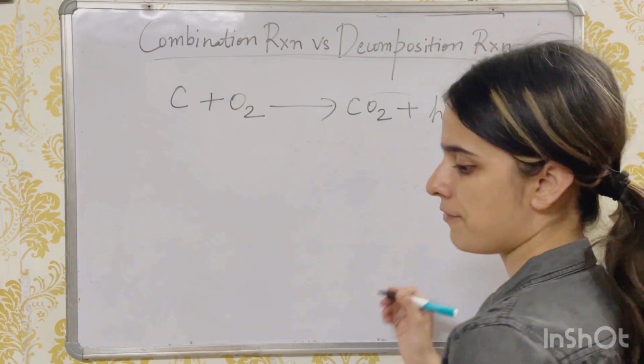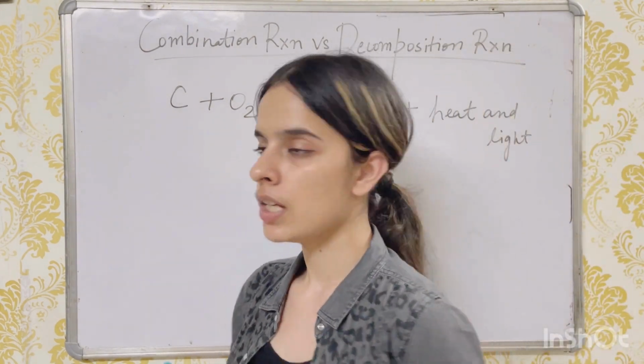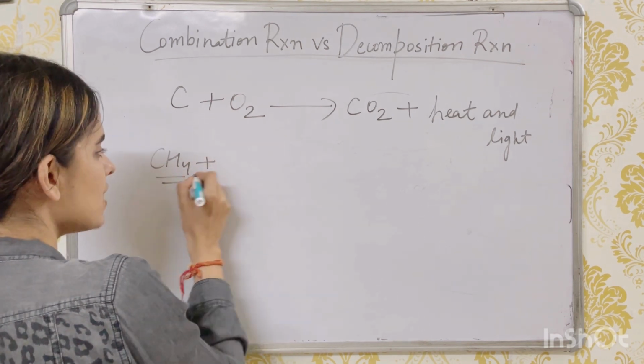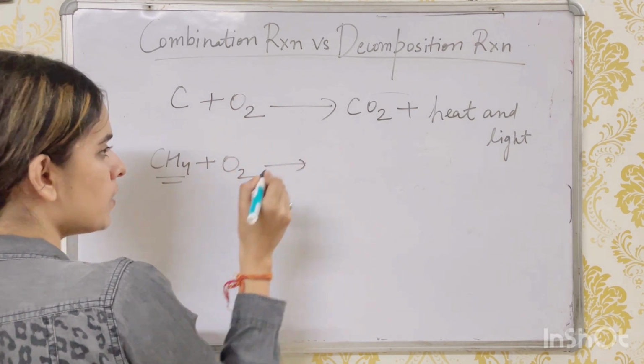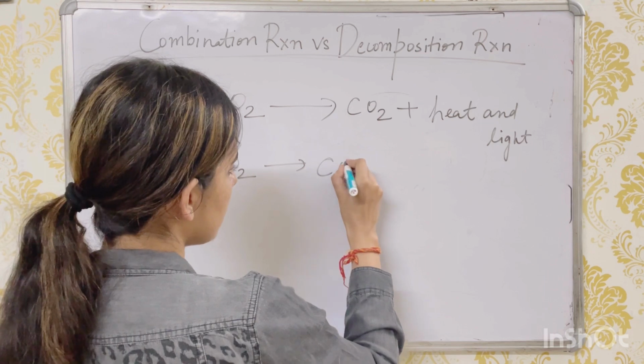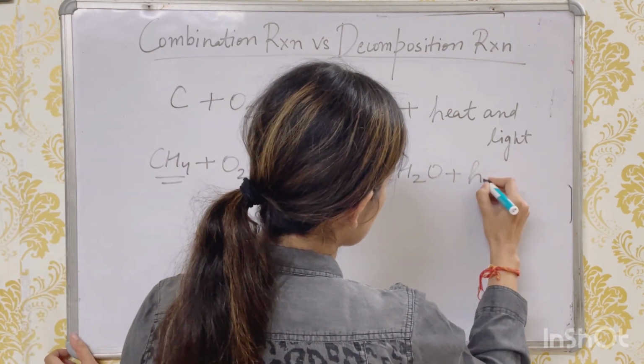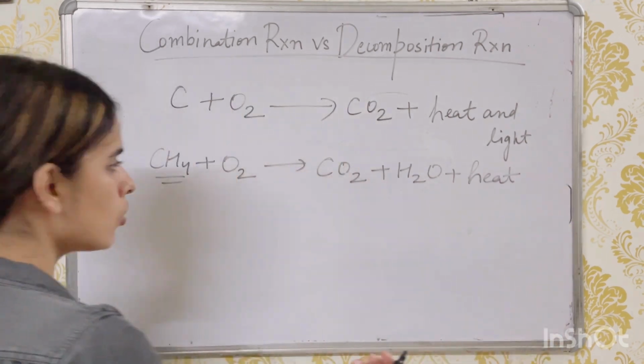Then we have the burning of methane. Methane is also a greenhouse gas. So when it combines with oxygen, what will be formed? Carbon dioxide and water along with heat. So this is also a combination reaction.